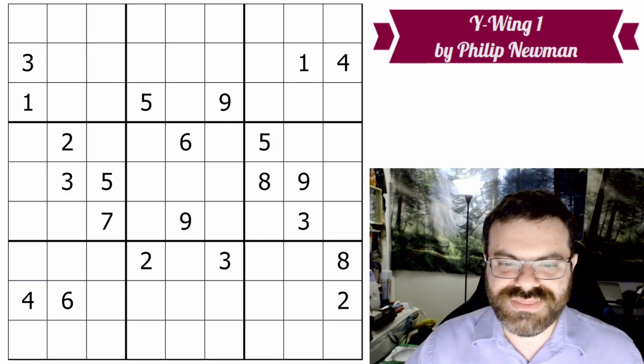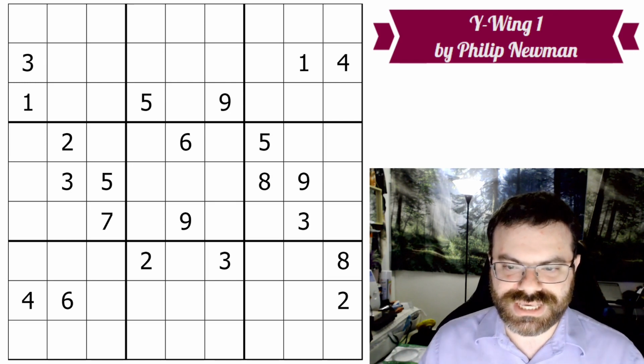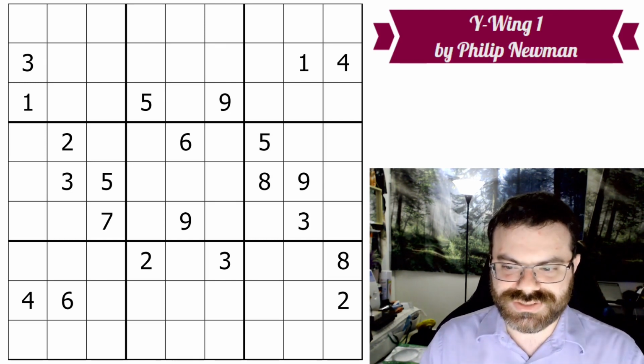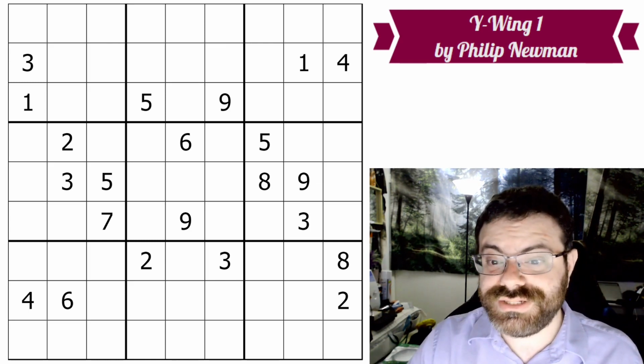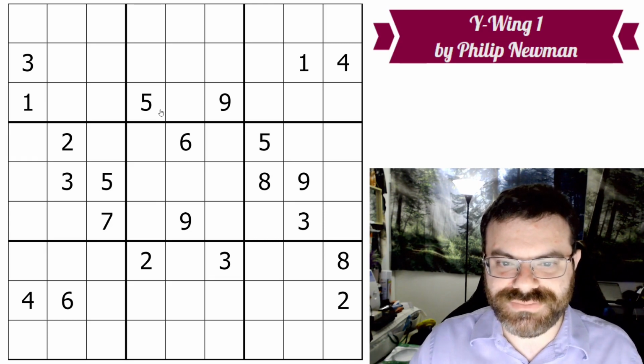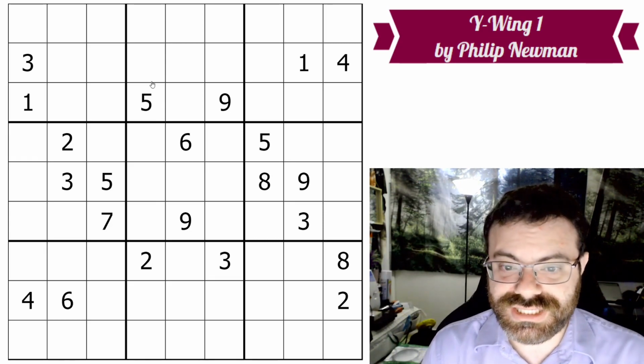All right, so this is the actual puzzle that I'm going to be solving today. This is by Philip Newman. He has provided the entire puzzle pack again, so thank you, Philip. All right, so I'm going to get started. So as with any puzzle, I'm going to start by looking for naked and hidden singles, mostly the hidden singles.